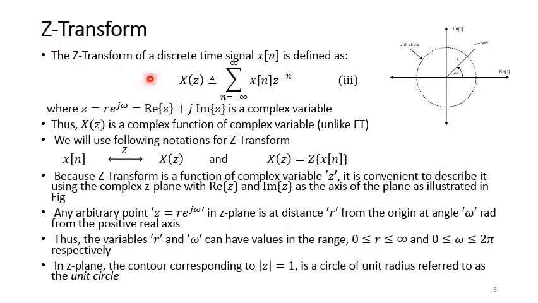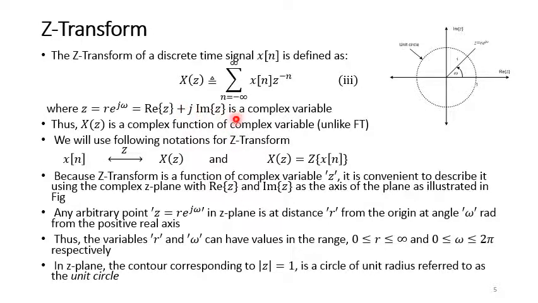The Z-transform of a discrete time signal x[n] is represented by X of z, and this is equal to the summation, n running from minus infinity up to infinity, of x of n times z to the power minus n, where z is equal to r e^(jω). Because it is complex, we can also write it in rectangular form as real of z plus imaginary of z.